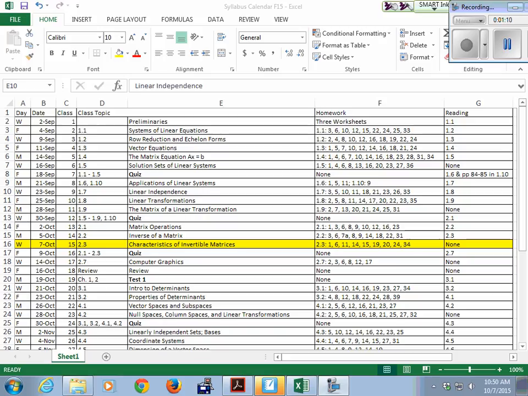Test 1 is going to cover everything from chapter 1 and chapter 2. No, it's not open notes. You can bring 1 page of notes with you, front and back, 8 by 11 inches, not open partners.